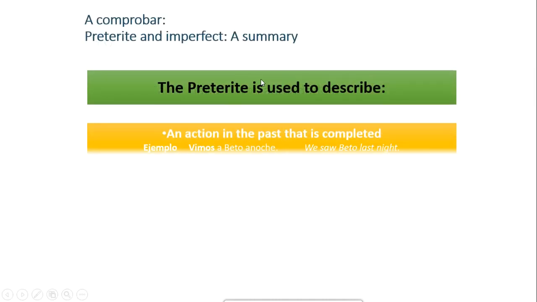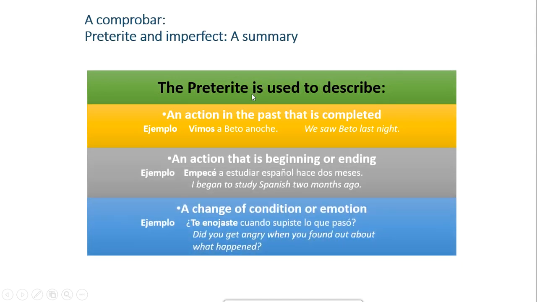Ok, vamos a ver un repaso de todo. Usamos el pretérito para describir una acción completa en el pasado, okay? En un momento específico. Por ejemplo, vimos a Beto anoche. We saw Beto last night. So completed past action, we're using the preterite.